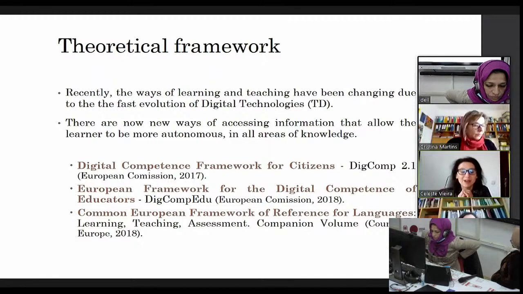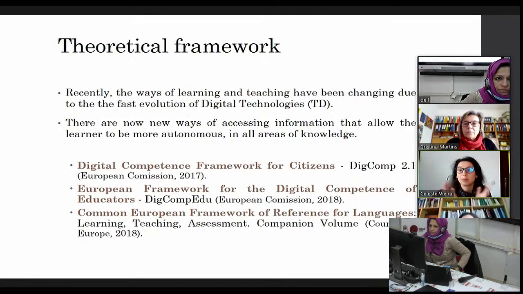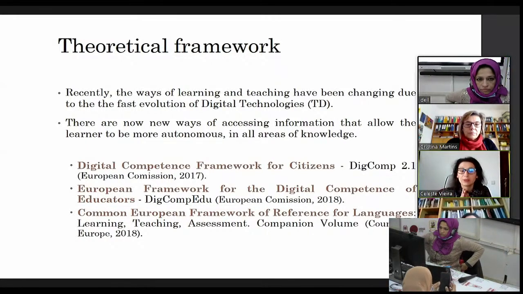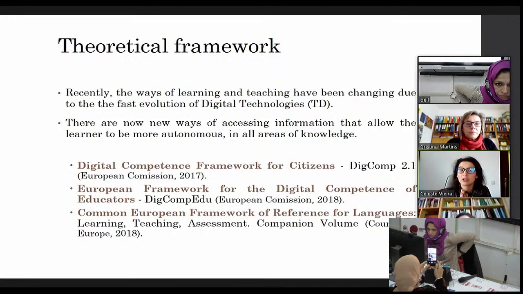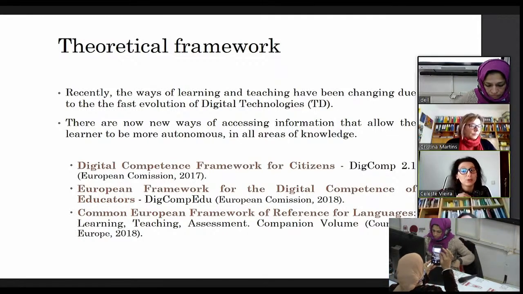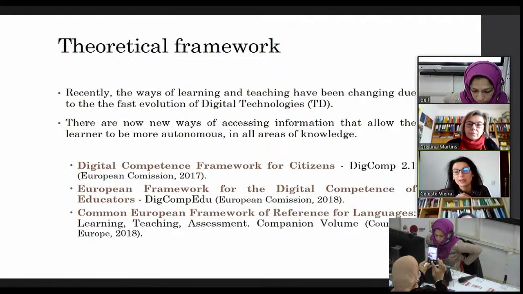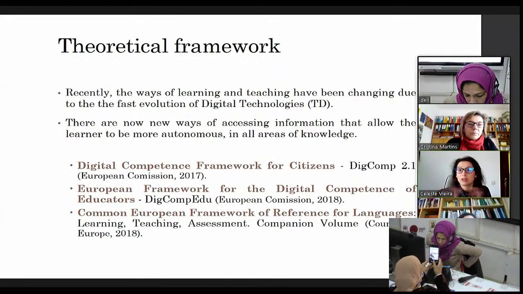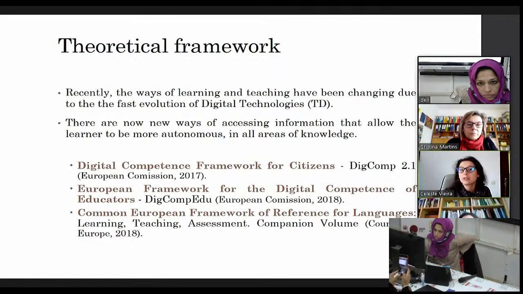So I'm going now to briefly address the theoretical framework that supported the typology that we created for this context. We live in a world of changes. The ways of learning and teaching have been changing with the fast evolution of digital technologies. There are now new ways of accessing information that allow the learner to be more autonomous in all areas of knowledge. In fact, technology evolution has a big impact on the way that people can now learn languages.